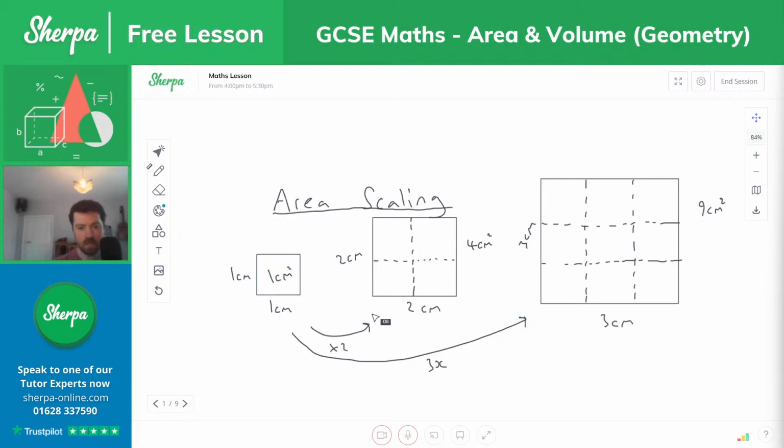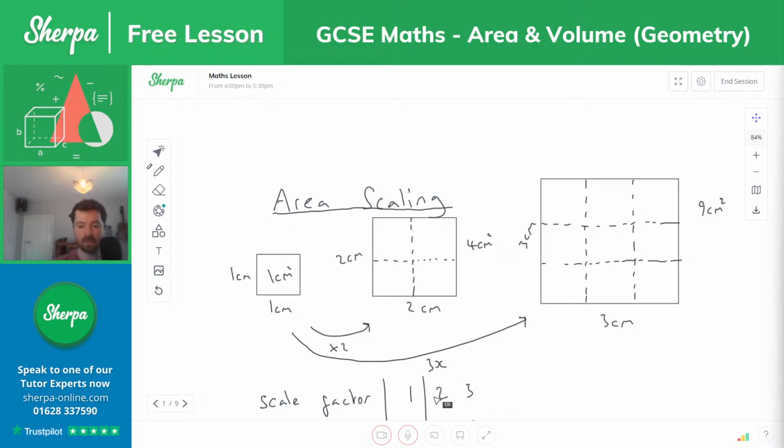If I was to summarize what's going on here, I've got my linear scale factor. I'm just going to call this my base scale factor. Well, when this is 1, I end up with my original square. When I multiply this by 2, my area becomes 4 centimeters squared, and when I multiply it by 3, my area becomes 9 centimeters squared. So this is my area scale.